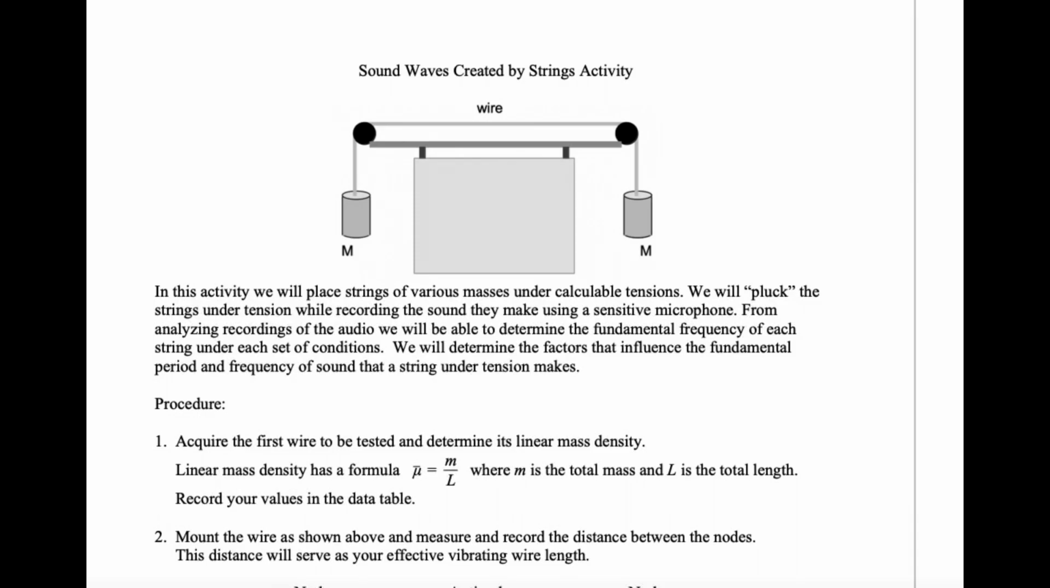In this activity, we'll place strings of various masses under calculable tensions. We'll pluck the strings under tension while recording the sound they make using a sensitive microphone. From analyzing recordings of the audio, we'll be able to determine the fundamental frequency of each string under each different set of conditions. We can determine the factors that influence the fundamental period and frequency of sound that a string under tension makes.